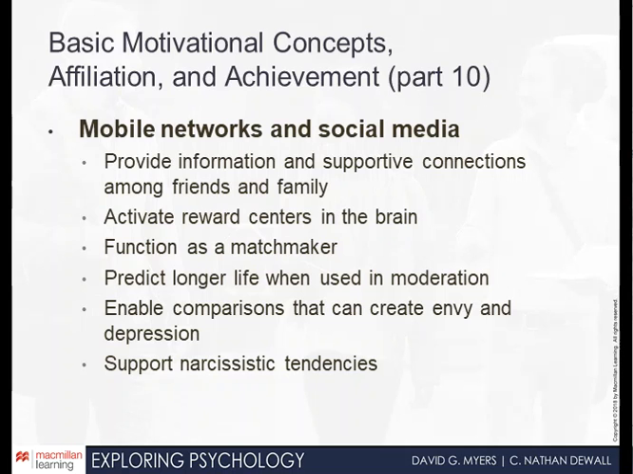We also see the major impact of social media today. Social media is a very powerful thing that exists, and it has a great deal of impact on us. Mobile networks and social media provide information and supportive connections among friends and family. It can serve to do this. Research shows it can also activate reward centers in our brain. We do now see, unlike in the past, online social media services serving as a sort of matchmaker, hooking up people that may have similar personality types or similar interests but may not be in the same locale.